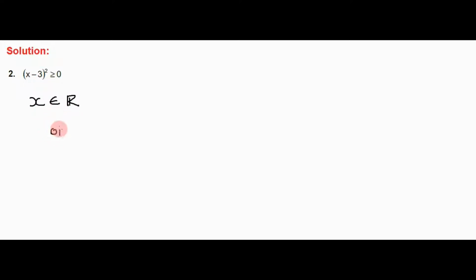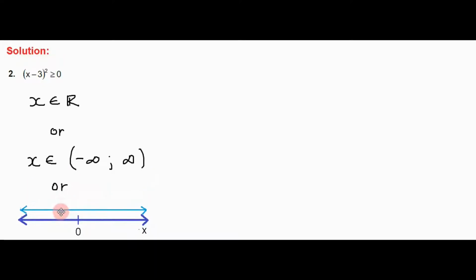We can also write this, of course, in interval notation as follows. X is an element of this open interval going from negative infinity to positive infinity. We can also illustrate this on a number line. The light blue line represents the solution to this inequality, and there are no gaps in this line. In other words, it represents all real numbers.